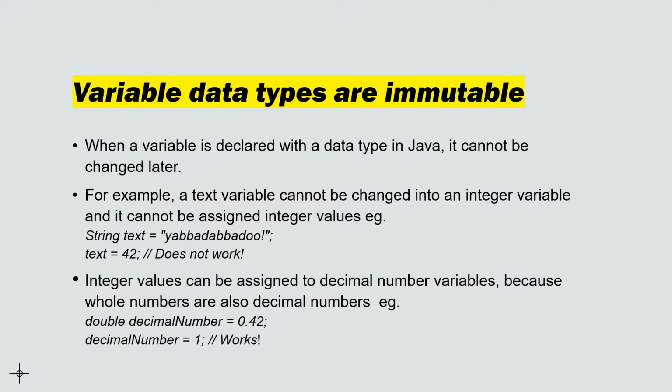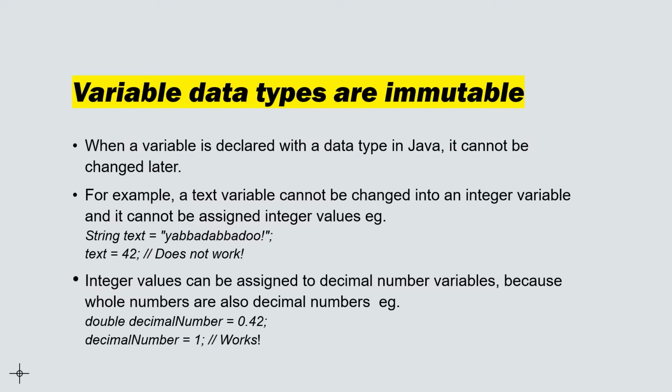So in the example we've got below, we've got that string text, yabba dabba doo. So string is the data type, text is the variable name, yabba dabba doo is the expression that we want to put inside that variable. We can't then change the text to 42 because 42 is an integer. We can put speech marks around the 42 to make it a string, but if our intentions are to use it as a number, that isn't going to work.